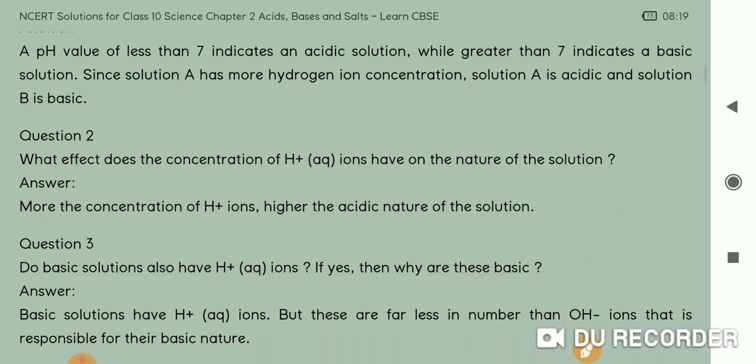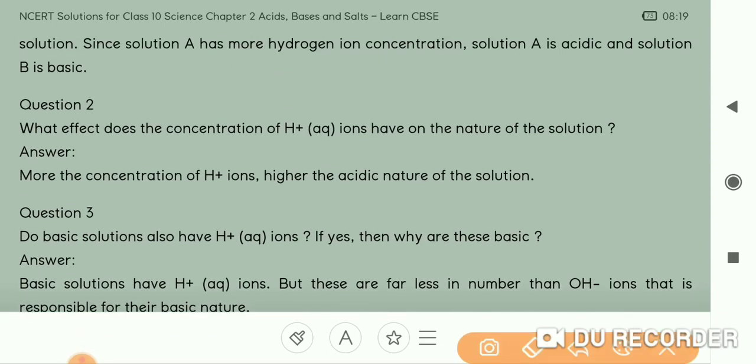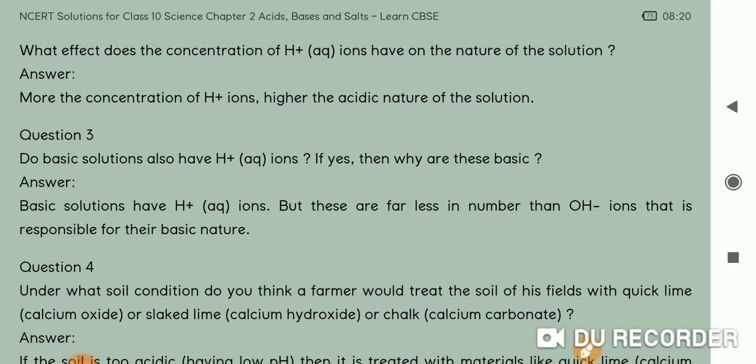So the next question is, what effect does the concentration of H plus ions have on the nature of the solution? The more the concentration of H plus ions, the higher the acidic nature of the solution. So acidity of the solution depends on the number of hydrogen ions. If there are more H plus ions, it is more acidic, okay? And if there are fewer hydrogen ions, there is less acidity.